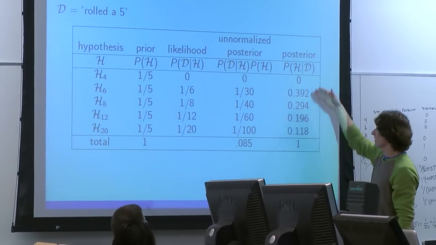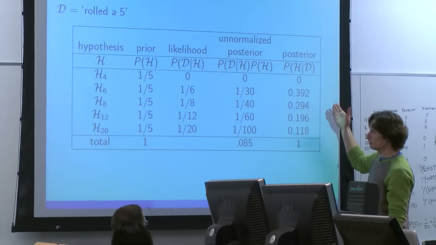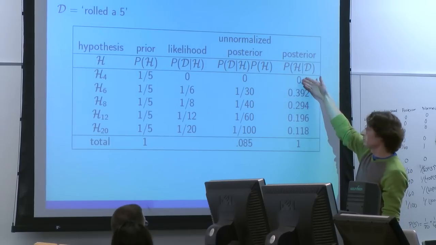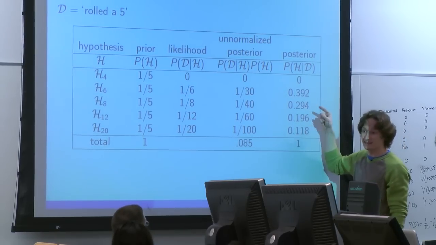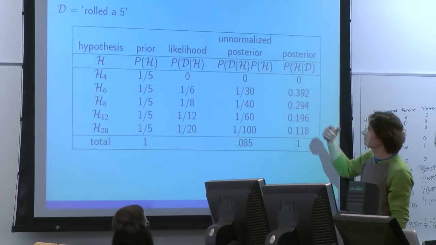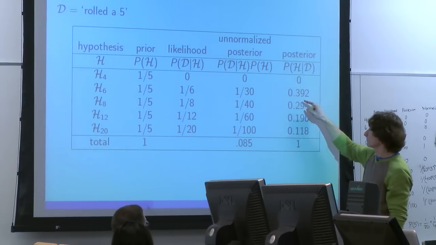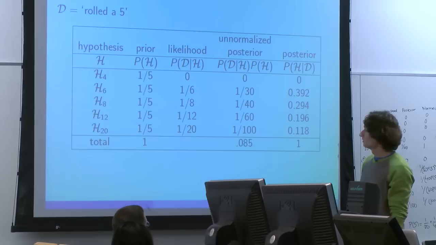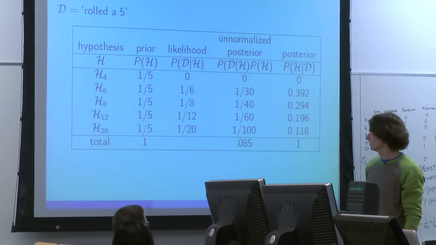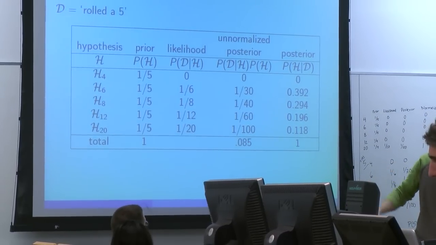When you divide by it, it normalizes the posterior. And what do we see? Well, of course, you couldn't have used the 4-sided die. And of the remaining, the most probable, given the data, is the 6-sided die. That hypothesis has a probability of about 40%, compared to the 20-sided die, which is only about 12%. Okay?